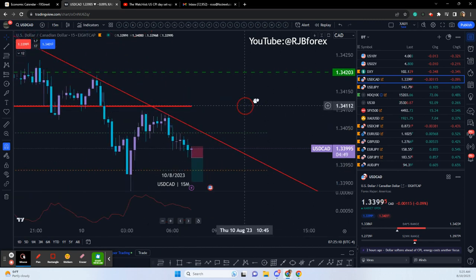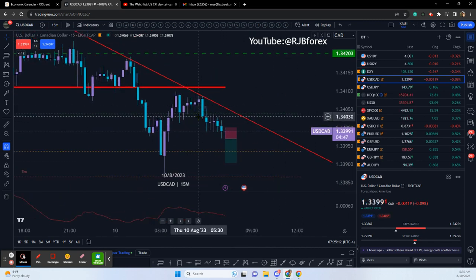Now we haven't been given any triggers as yet. We haven't really engulfed these lows. You want to see that momentum and catch that.